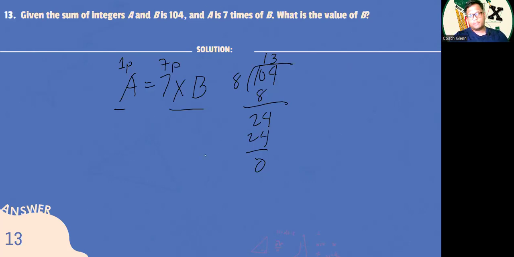So A is 7 parts, then B is the 1 part, okay? So let's go to the next problem now.